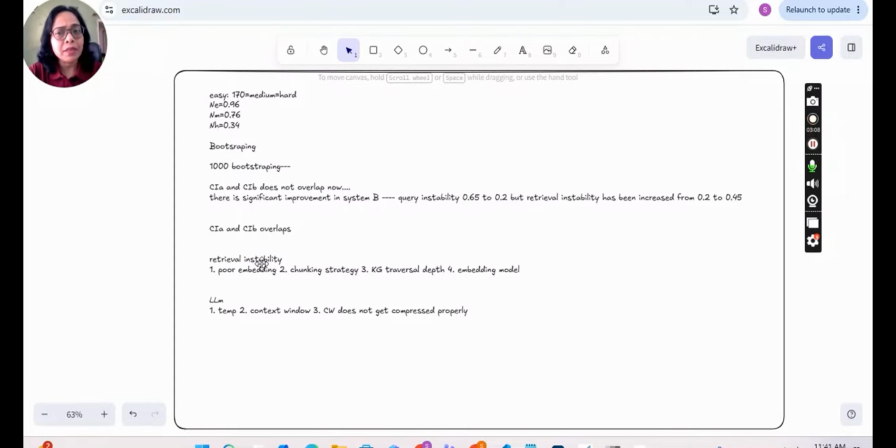If the same instability repeats, then again we need to come up with the LLM to find out where the issue is, why this instability comes, then repeat the same steps. CI A, CI B overlaps or does not overlap, then system B is better as compared to A. So we need to come up with these various kinds of experiments to come up with a better version of the system.